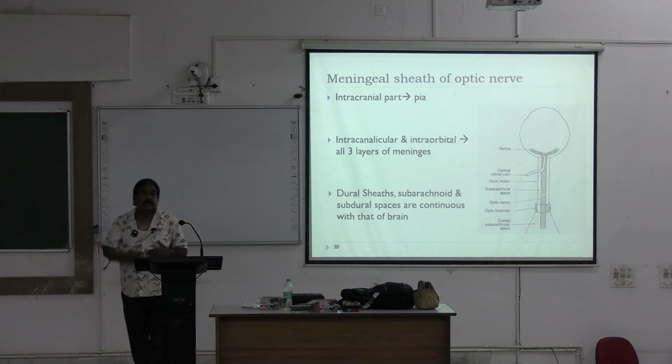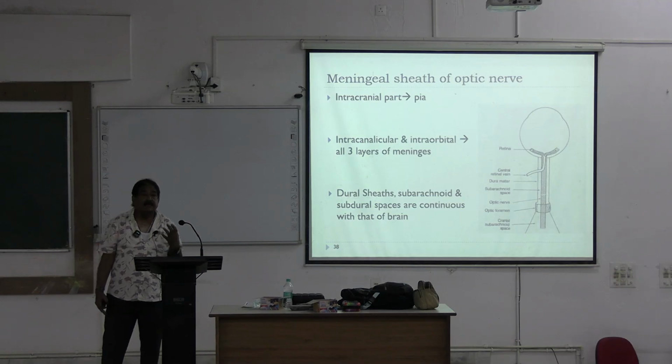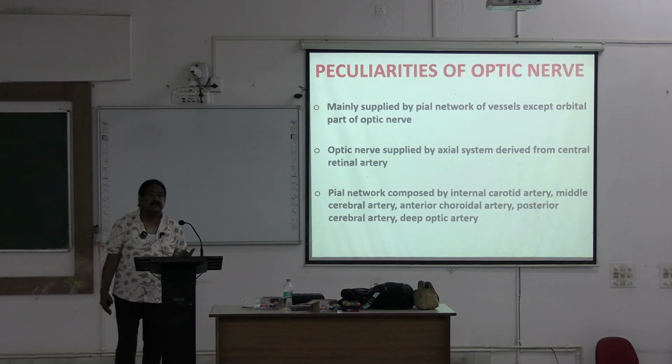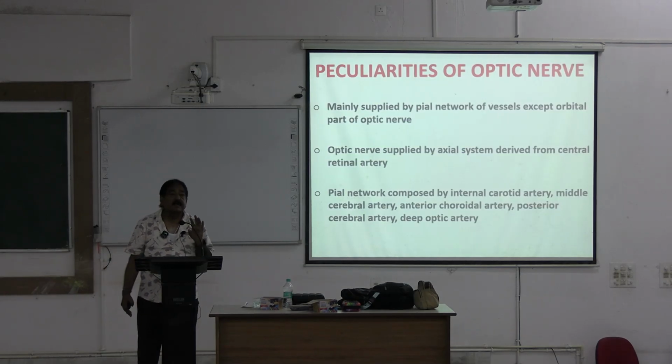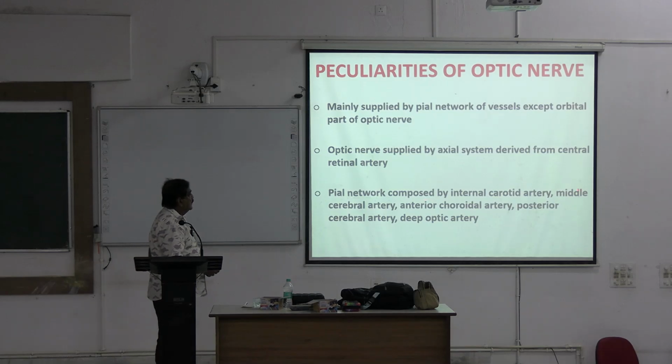Now, the dural sheath, subarachnoid and subdural spaces are continuous with that of the brain. So the CSF, if the intracranial pressure increases due to pathological conditions, will be reflected in the optic nerve. Now, the pial network: the optic nerve is supplied by an axial system derived from the central retinal artery. The pial network is composed by the internal carotid artery, middle cerebral artery, anterior choroidal artery, posterior cerebral artery, and deep optic artery.